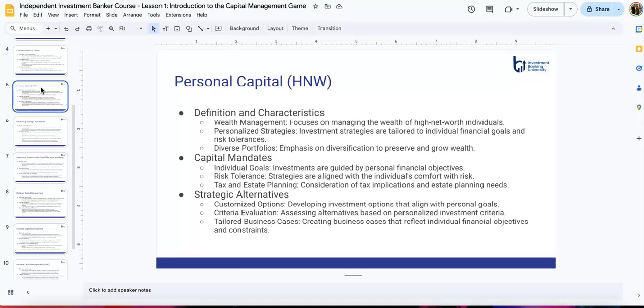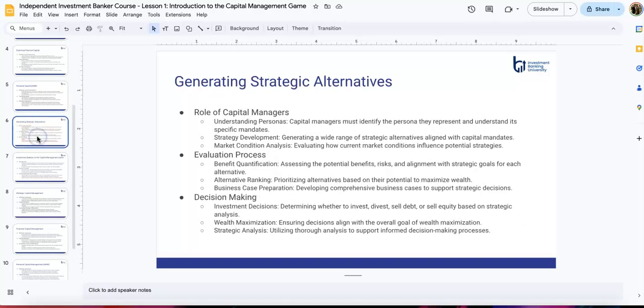And in terms of high net worth or private capital, clearly we're talking about, whether it's a family office, etc., it's the ability to generate alternatives for those folks and be able to manage the wealth of high net worth individuals. Going to have diversified portfolios. There may be some strategic capital, some financial capital aspects to it, but suffice it to say that that's a very real part there. So when we're talking about generating strategic alternatives, we're really getting into option generation for each of these types of capital sources.